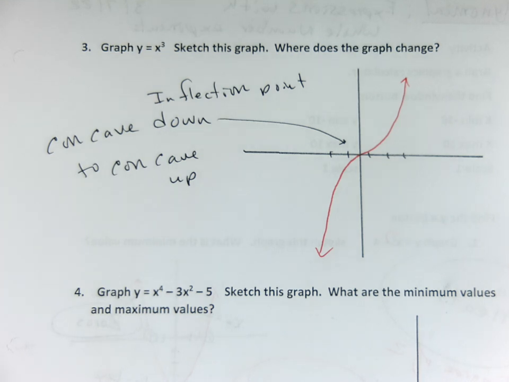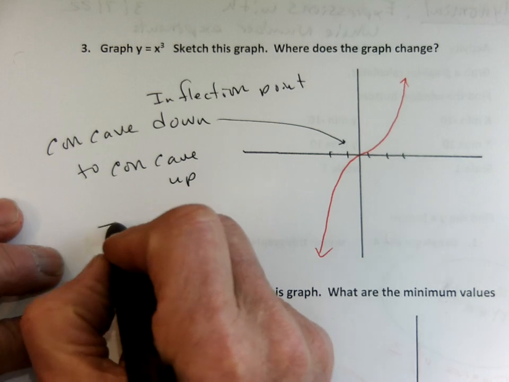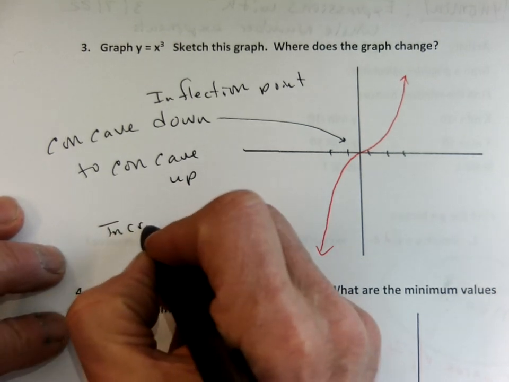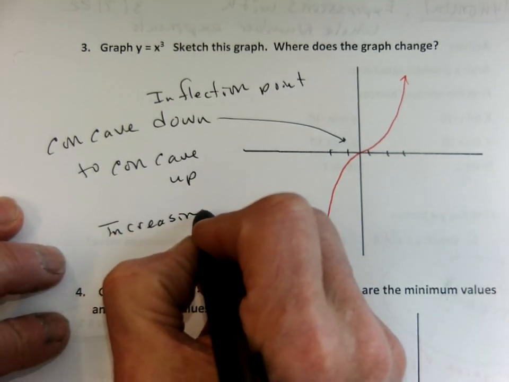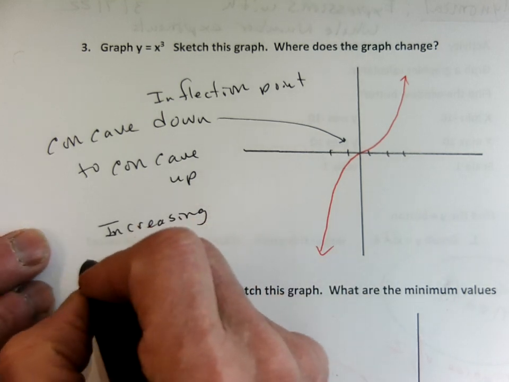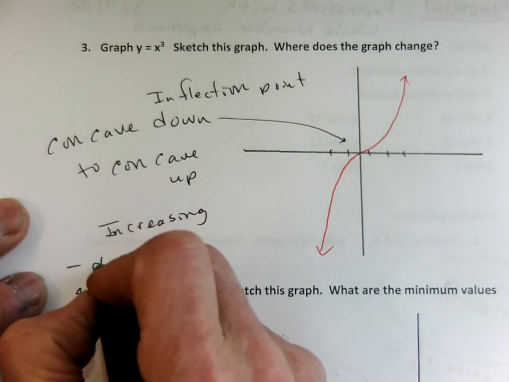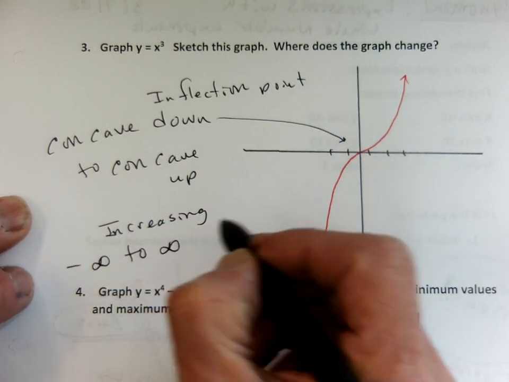Where is it increasing? Everywhere. So it's increasing from negative infinity to positive infinity, okay?